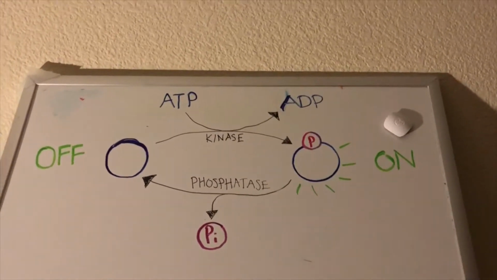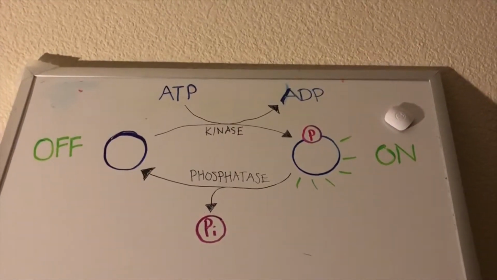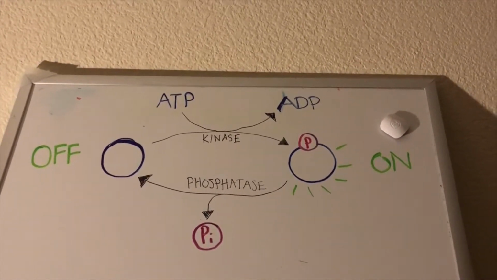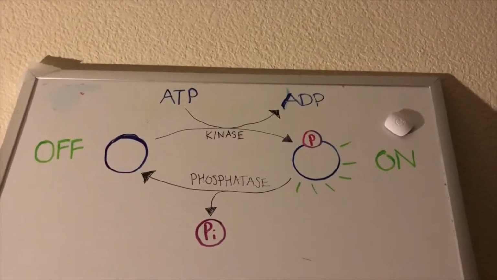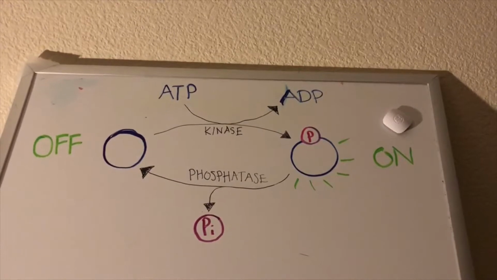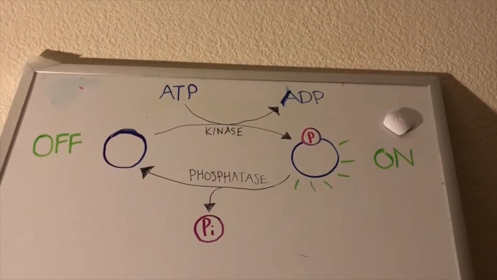in eukaryotic cells. In this general diagram, ATP, which is the energy carrier of the cell, transfers a phosphate group to the side chain of the protein. This catalyzation involves a reaction by a protein called kinase. The addition of this phosphate group signals activation or deactivation.